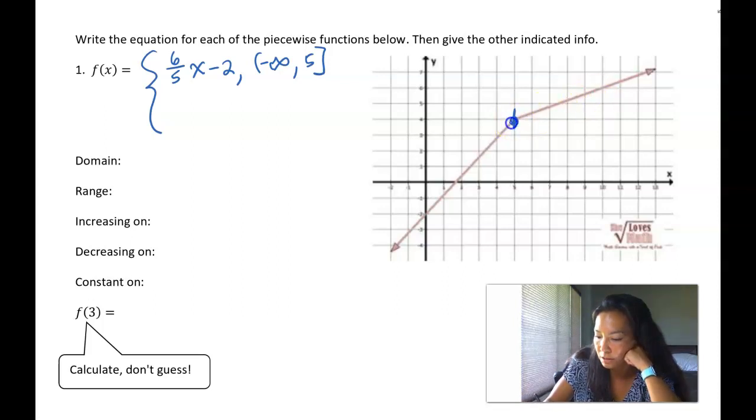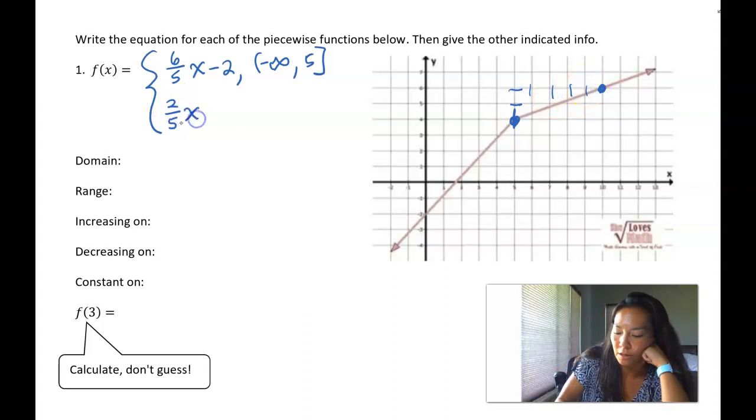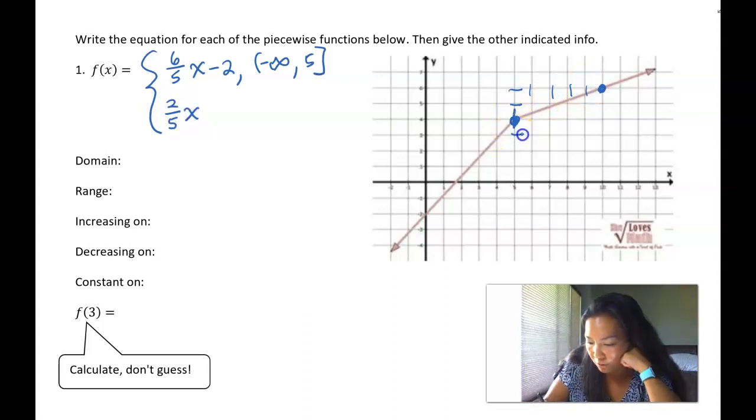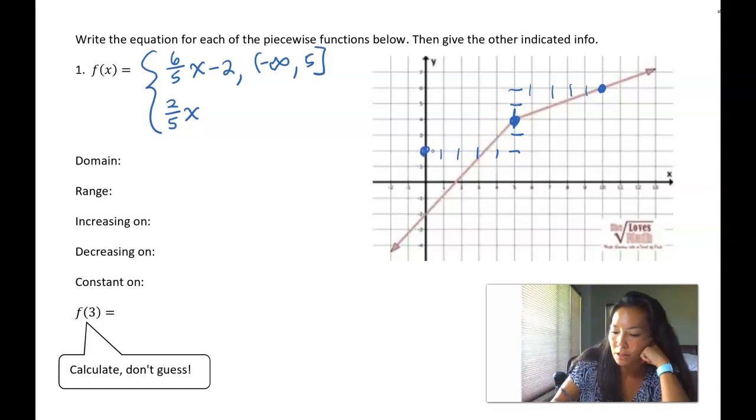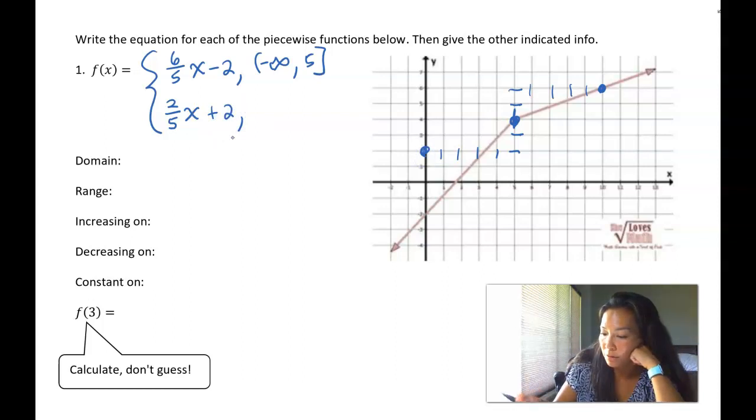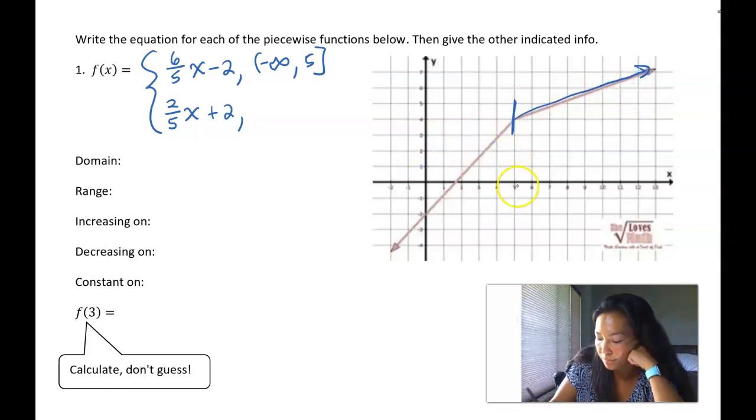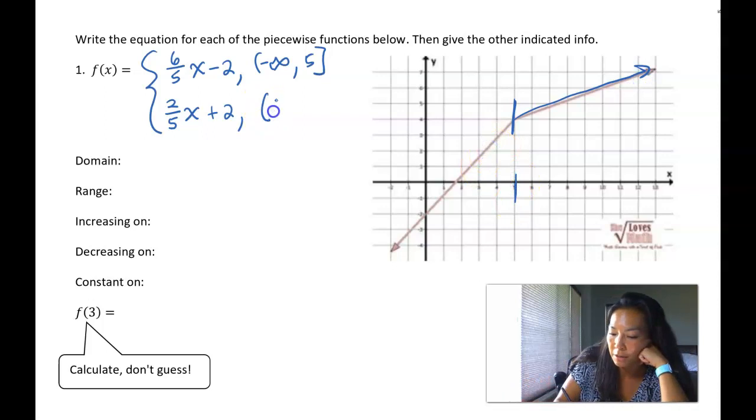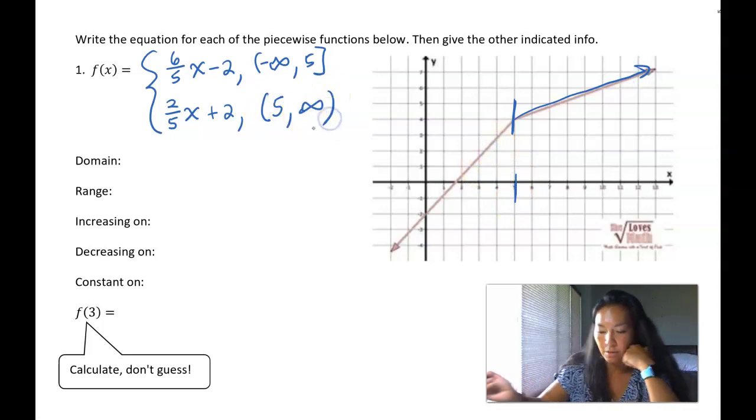And the next line goes from here. It looks like this is the next nice point, and it goes to there. So it's going to rise 2, 3, 4, 5, and run 5. So 2/5 x. Now, where is it going to intersect? If I go down 1, 2, 3, 4, oh, it's going to intersect at 2, so +2. And what interval are we looking at this piece from? Looks like it's going from here to infinity. So what's that x value? From 5. And I'm not going to include it here because I included it on the one above.